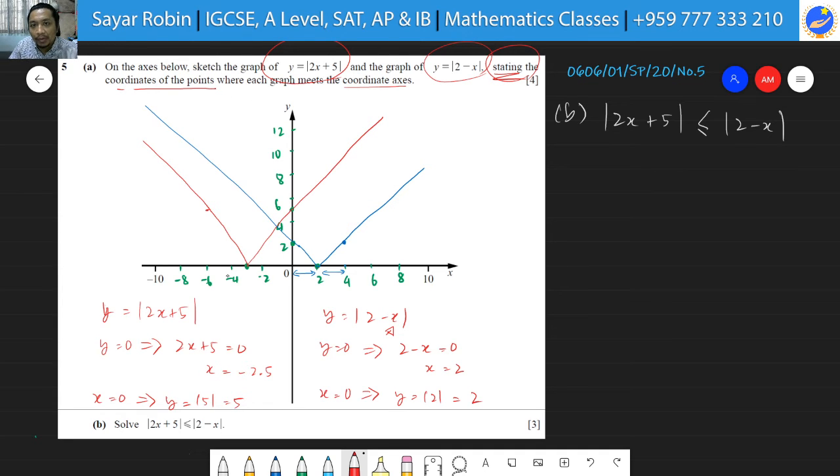So we just need to state the coordinates of the point where each graph meets the coordinate axis, which means the x-intercept and y-intercept. Okay, this point is 2 comma 0. How about this point? 0 comma 2. How about this point? 0 comma 5, and then this point is negative 2.5 comma 0. This point has to be right.